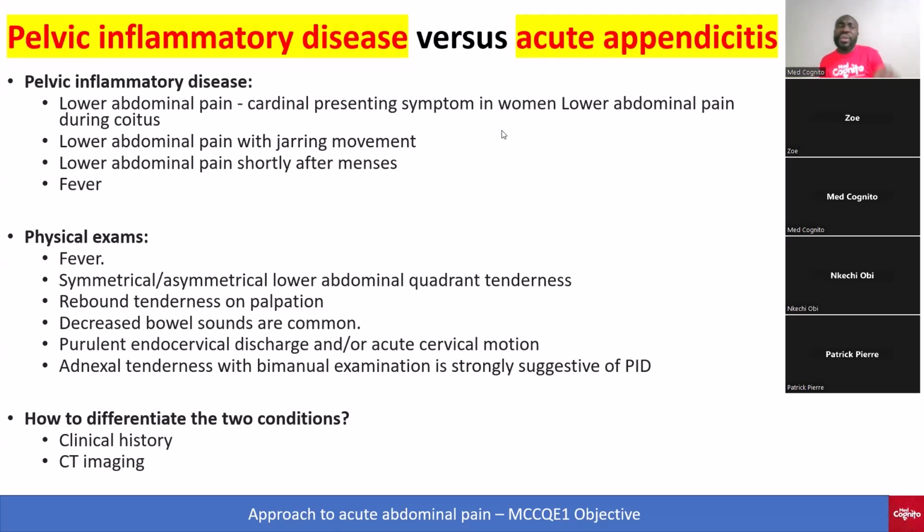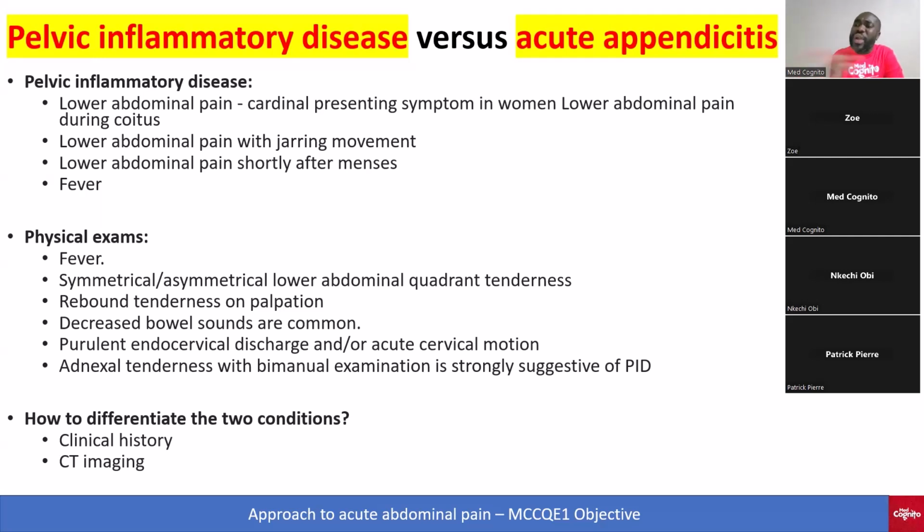Physical exam, patient's temperature is high. The abdominal pain is symmetrical. Meanwhile, the abdominal pain in appendicitis is usually on the right side. Rebound tenderness on palpation, decreased bowel movement on auscultation, and the patient may have purulent endocervical discharge.